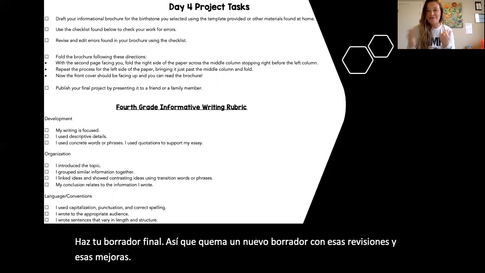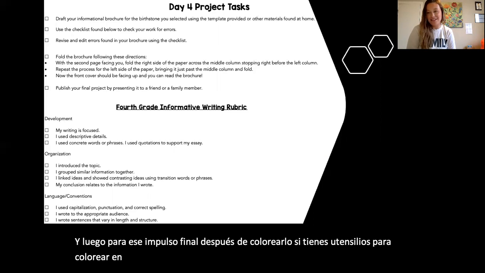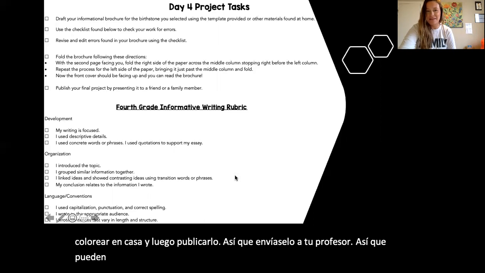And then fold that final draft up after you color it, if you have coloring utensils at home, and then publish it. So send it to your teacher so they can say how awesome it was on your last report card. You see the rubric I have attached on this slide.